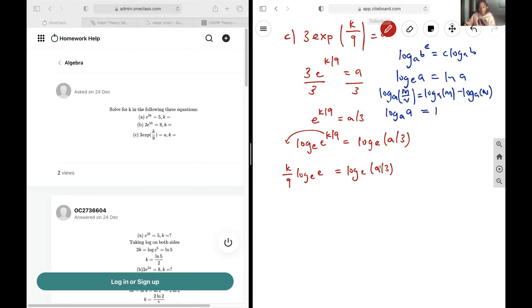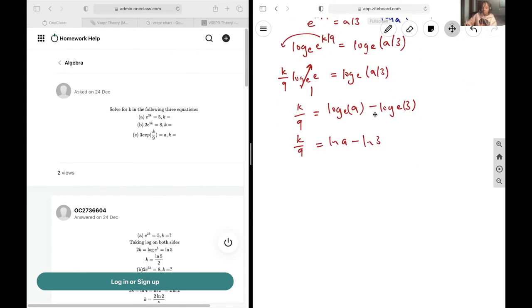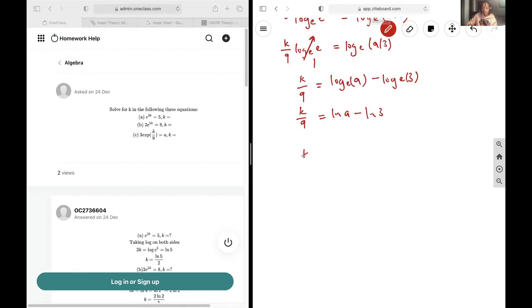So next up, we are going to rewrite this, and note this is going to be equal to 1. So k over 9 is going to be equal to log e a minus log e 3. So k over 9 is equal to ln a minus ln 3. And this will give us k is equal to 9 times ln a minus ln 3. And that's it for this question.